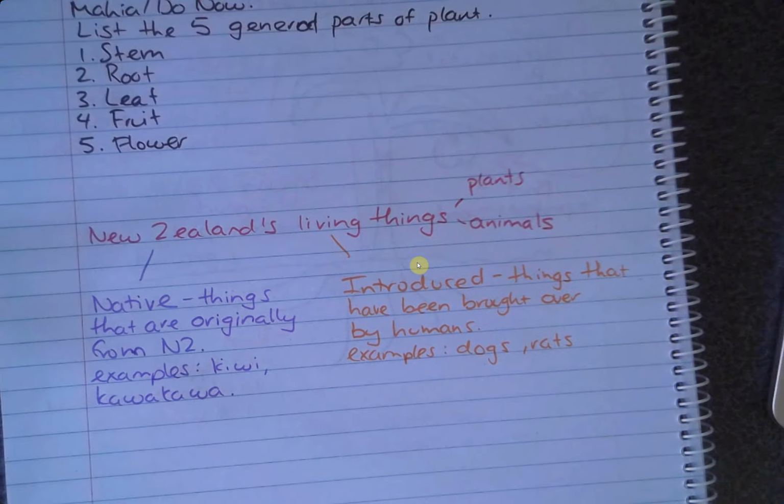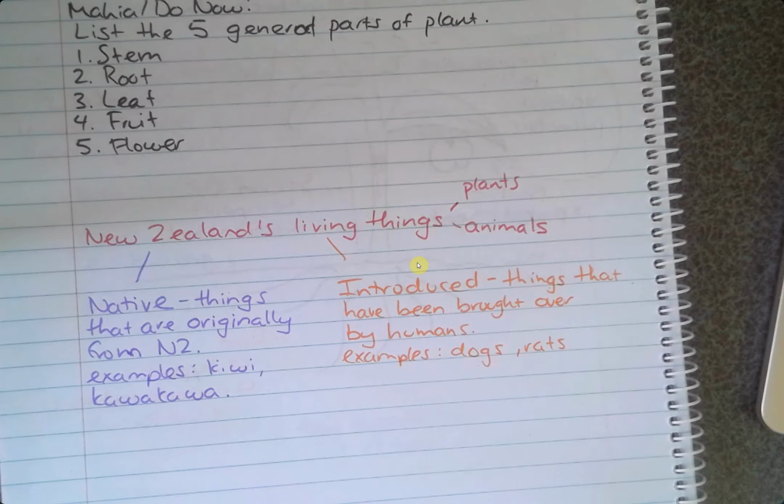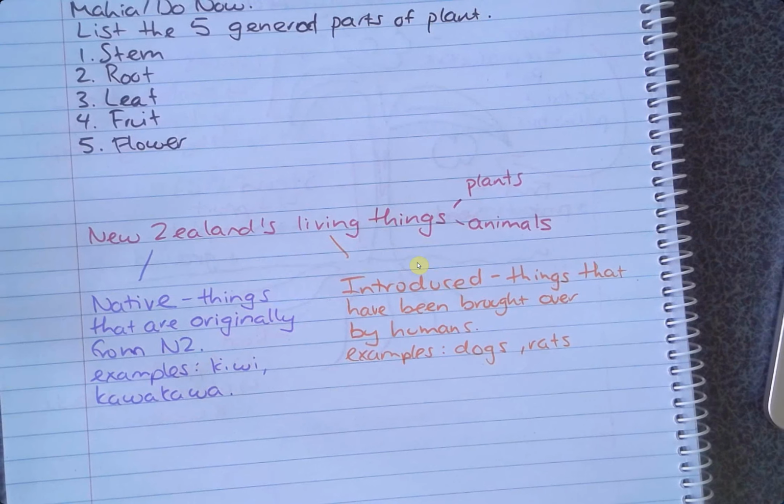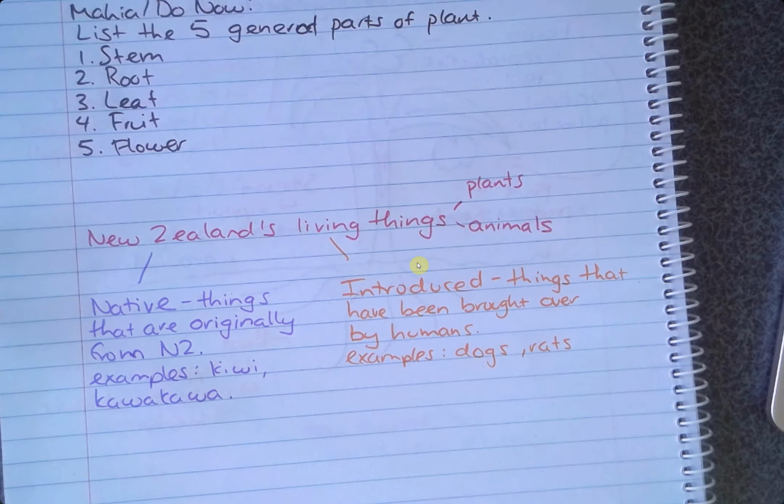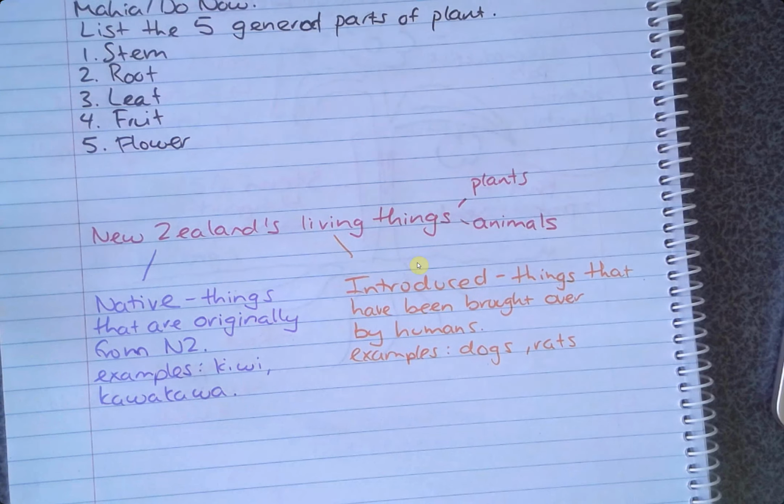Things that have been dropped over. Yeah, so like dogs, rats, cats. There's also plants as well that we've brought over, like roses. Roses are native to New Zealand. Rats.